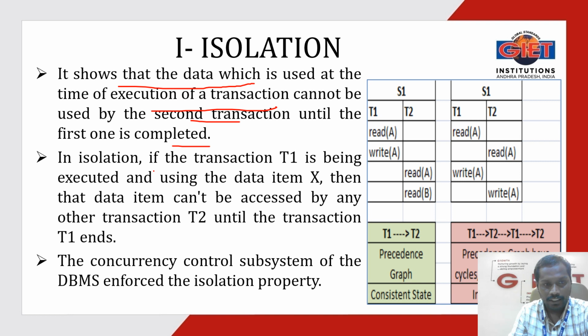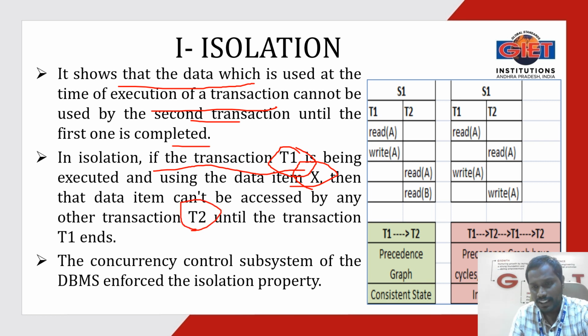The second line says that in isolation, transaction T1 is being executed and using the data item X. So here we are using the data item X in the transaction T1. Then the data item can't be accessed by the transaction T2, which means that they will perform some locks on that particular data item X, like some bank account, account A or account B. Here the account is X. If you perform that lock, then the other transaction cannot make use of this data. So like that you have to perform this particular property. The concurrency control subsystem of DBMS will be enforcing this isolation property.